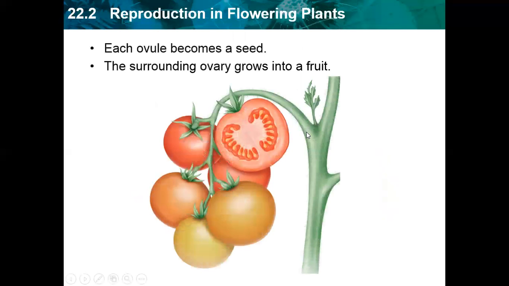The surrounding ovary wall, the protective layer outside the female gametophyte, turns into the fruit. But the ovule, which is the inside, becomes a seed. And this is the way it forms for every flowering plant.